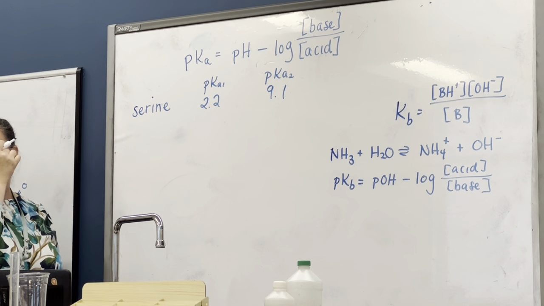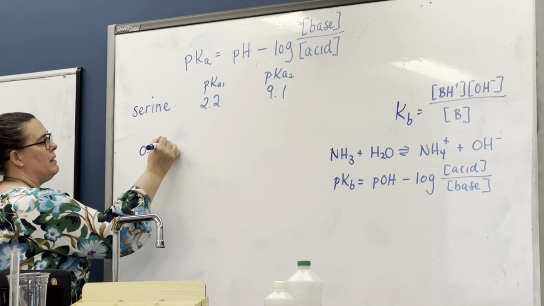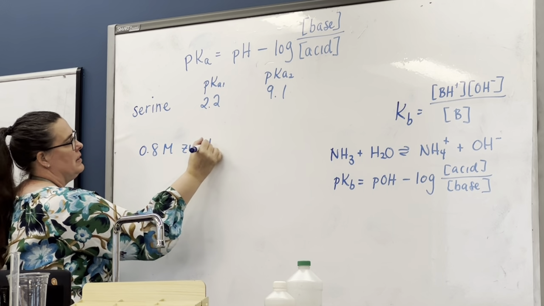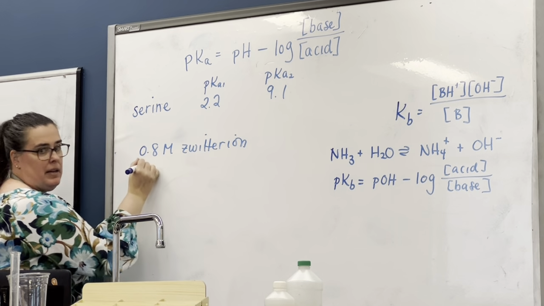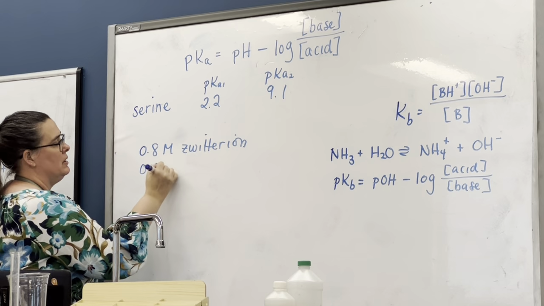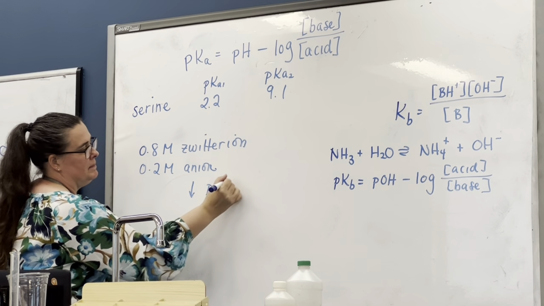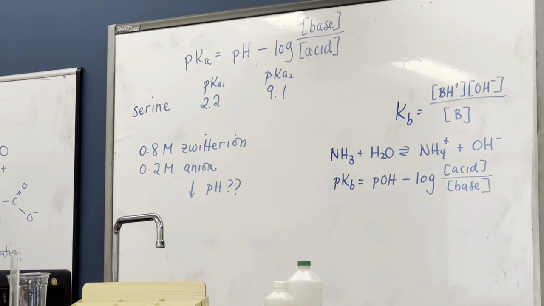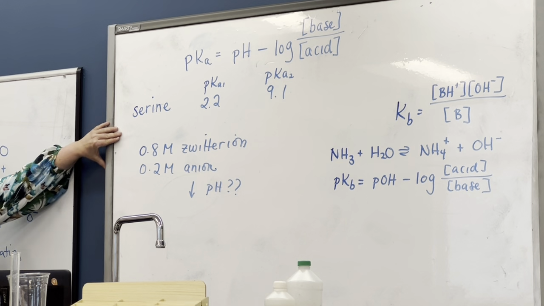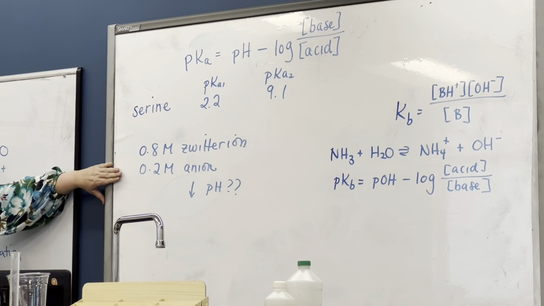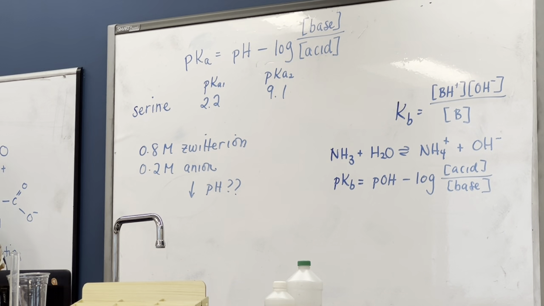And I would like to calculate the pH of a solution that contains 0.8 molar Zwitter ion and 0.2 molar anion. So again, the question is calculate the pH of an aqueous solution that contains 0.8 molar Zwitter ionic serine and 0.2 molar anionic serine. What are we going to do? What is the hard part? Or what is the easy part?